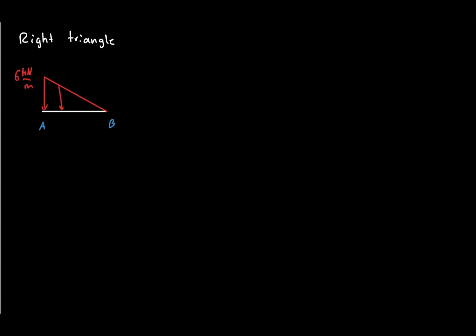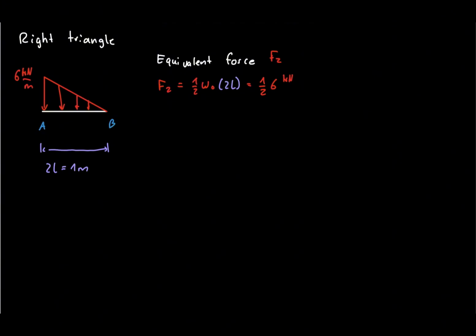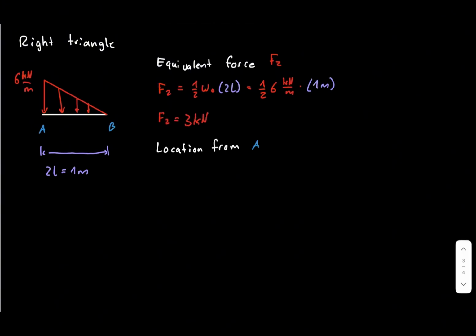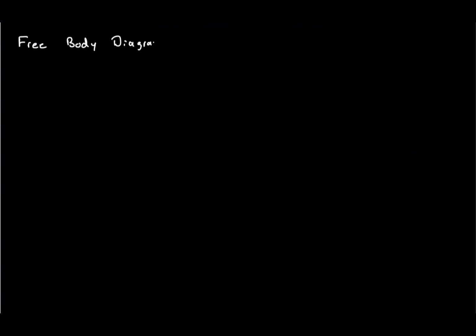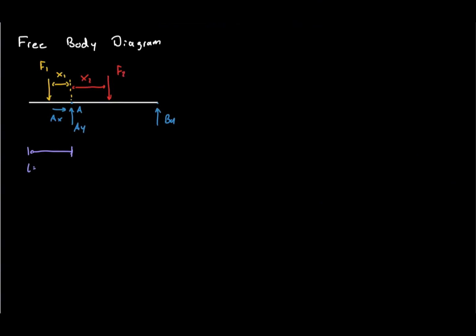Next, we calculate the equivalent force for the right triangle. Again, the force equals the area of the triangle. 1/2 times 6 times 1 gives 3 kilonewtons. This force acts 1/3 of the base length from the larger side, which places it 0.333 meters to the right of support A. Now we replace the distributed load with these two equivalent forces and draw the free body diagram.